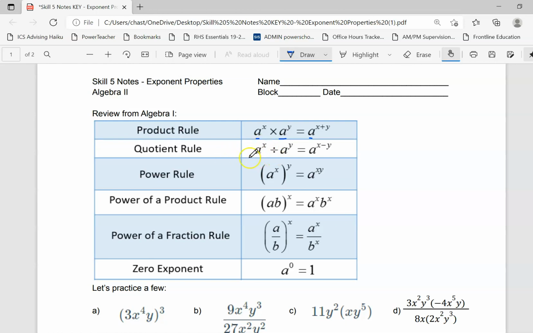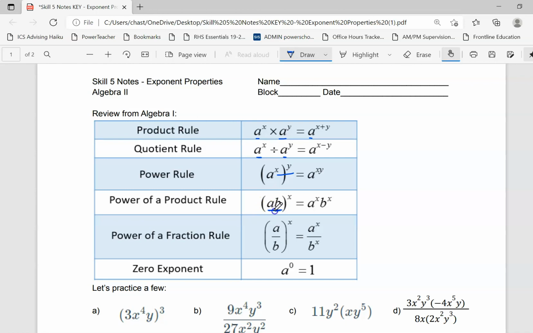Quotient rule says if you're dividing two things that have the same base, you subtract the exponents. Power rule says if you raise a base to a power and then you raise that power to another power, you multiply the exponents. Power of a power property.